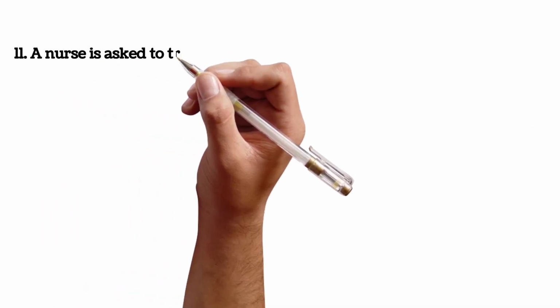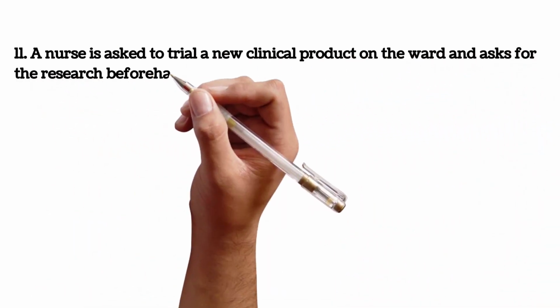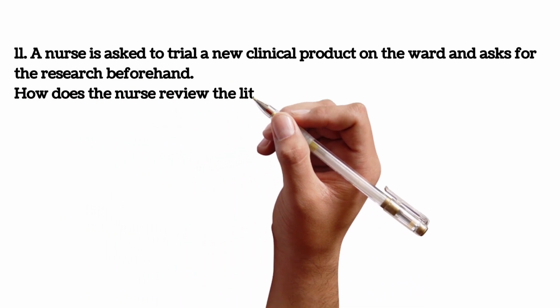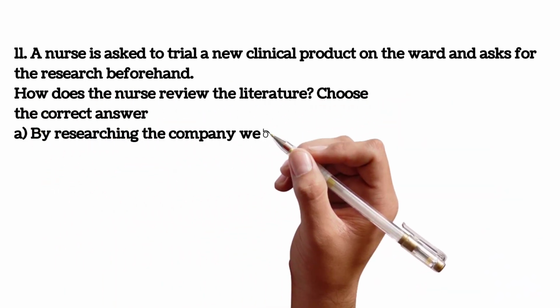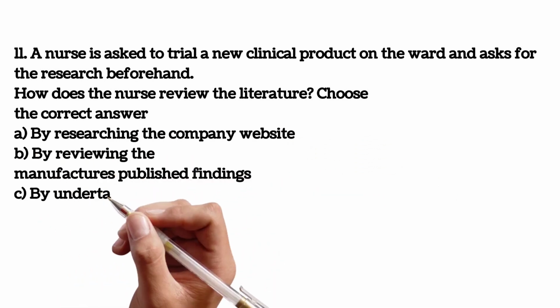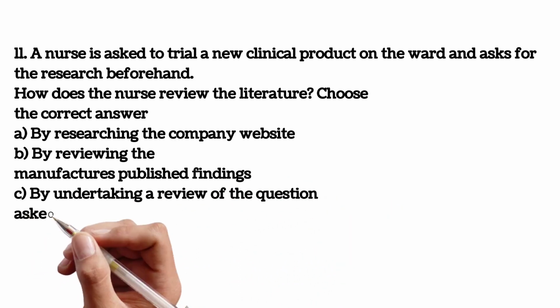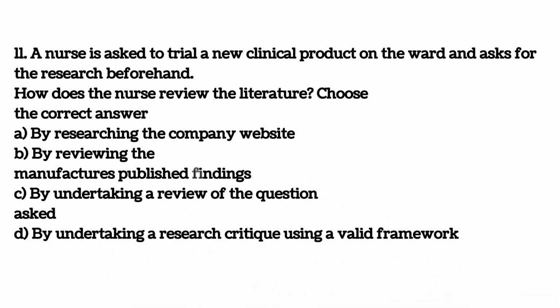11. A nurse is asked to trial a new clinical product on the ward and asks for the research beforehand. How does the nurse review the literature? Choose the correct answer. A. By researching the company website. B. By reviewing the manufacturer's published findings. C. By undertaking a review of the question asked. D. By undertaking a research critique using a valid framework.